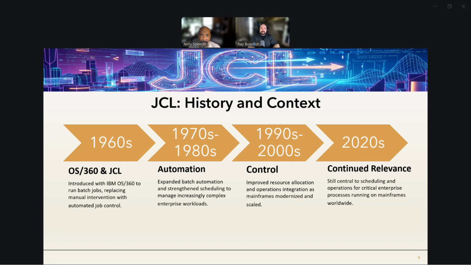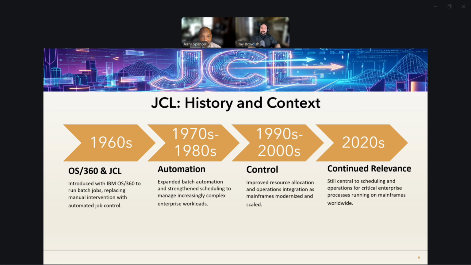Next week we'll talk about what makes up JCL, but for right now, we're just looking at the history. Then we move into the 1990s and 2000s, and they added a few more instructions to give you better control of what was happening in the system. You could specify new things. And then in the 2020s, we have continued relevance. So JCL is still the same way that you get a job done.